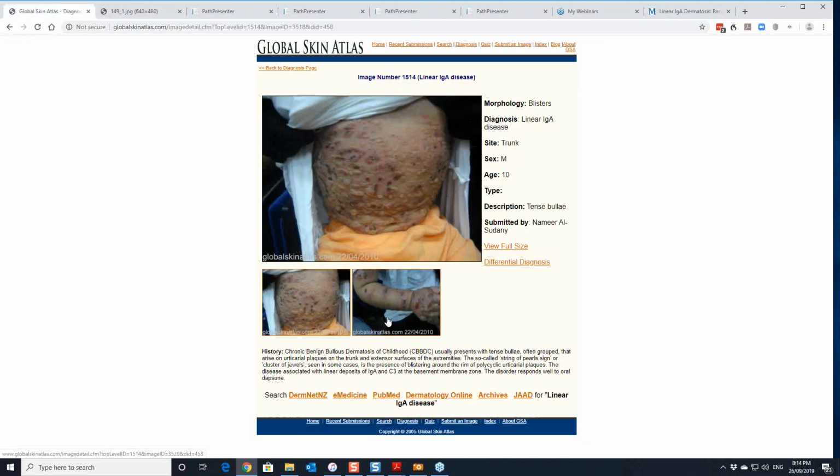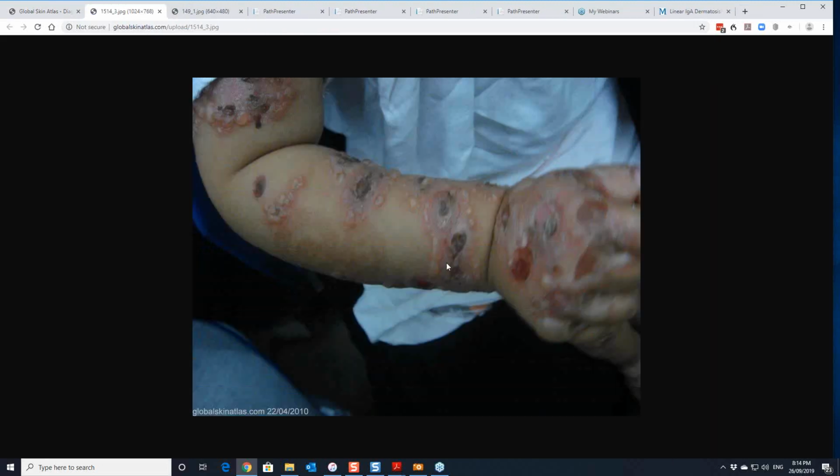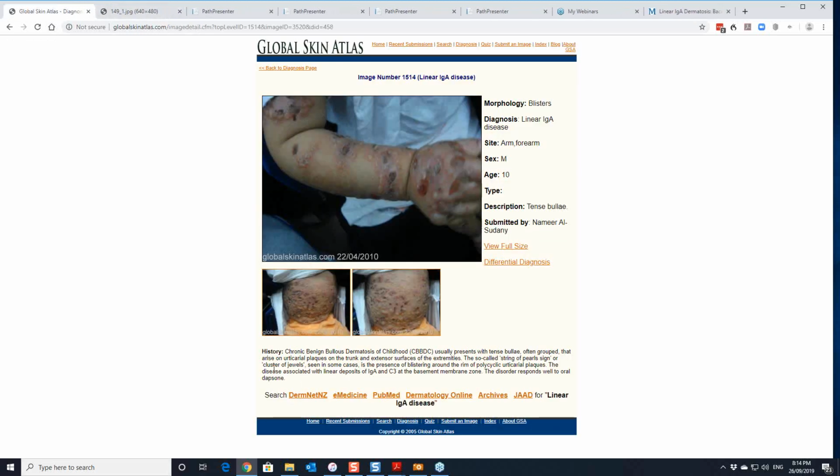Just a quick look at the other images. Again, that ring of pearls, of blisters around the outside of the involved areas, is such a characteristic feature. Cluster of jewels, string of pearls.